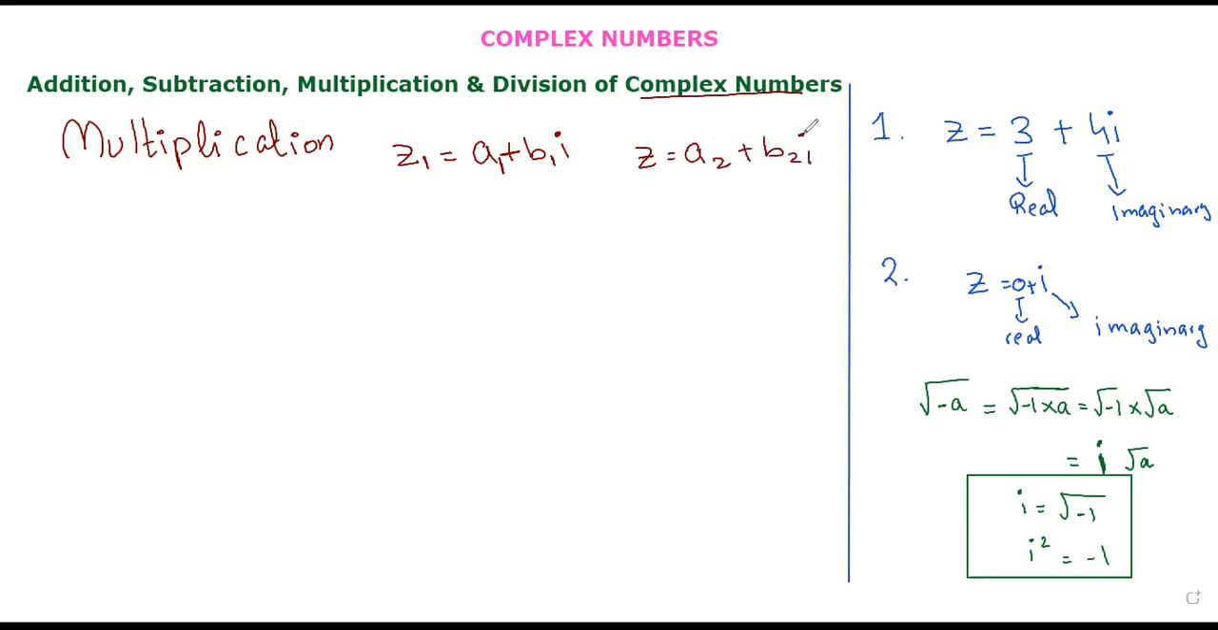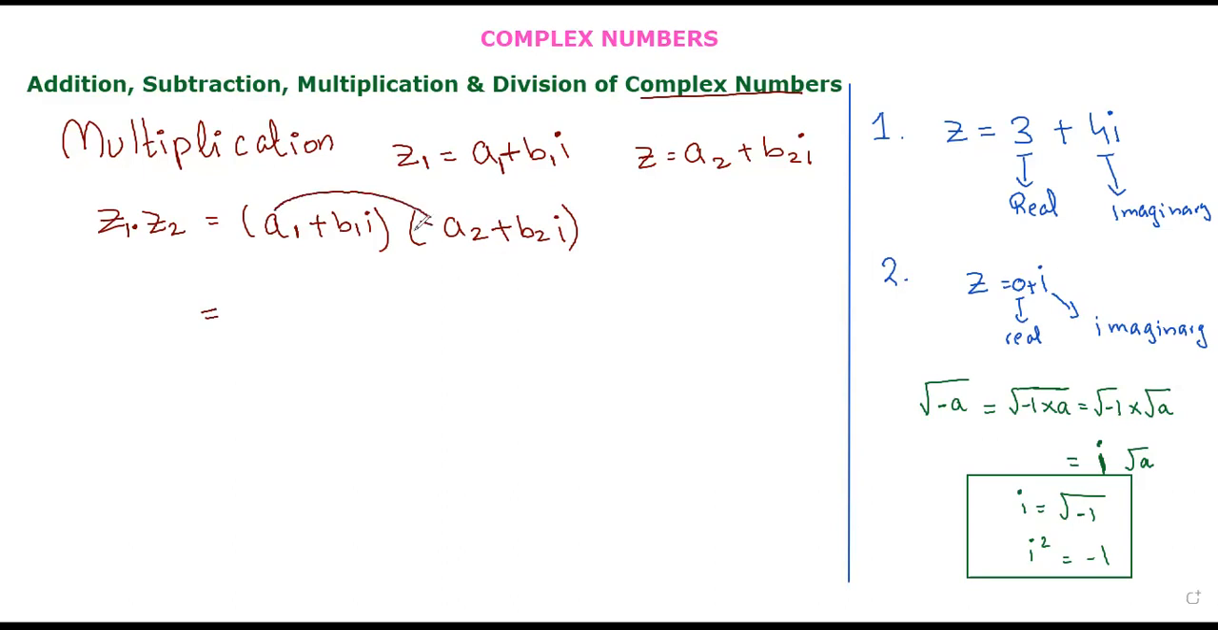Multiplication is again the same. We are interested in doing z1 into z2. So we write z1 first, that is a1 plus b1 iota. a1, b1, a2, b2 are any constants, right? Just so we can find out the general form, we're writing it down in a general way. This is what we get when we multiply z1 and z2, and now we have to do further simplification.